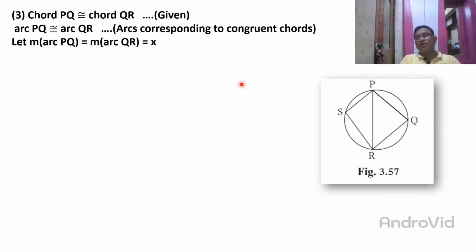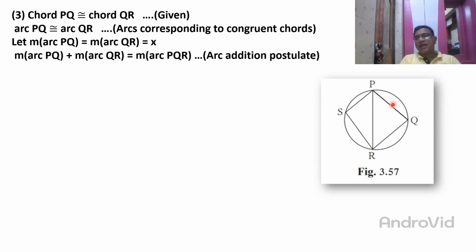So let arc PQ and arc QR each be X. We assume this angular value is X, and this angular value is X. So major arc PQ plus major arc QR is equal to PQR, whose angular measure you know is 220 degrees. So X plus X gives 2X equals 220 degrees. The 2 is multiplying, so it goes across and divides. So X is equal to 110 degrees. Means arc PQ is 110 degrees, arc QR is 110 degrees, and the sum of them is 220 degrees.